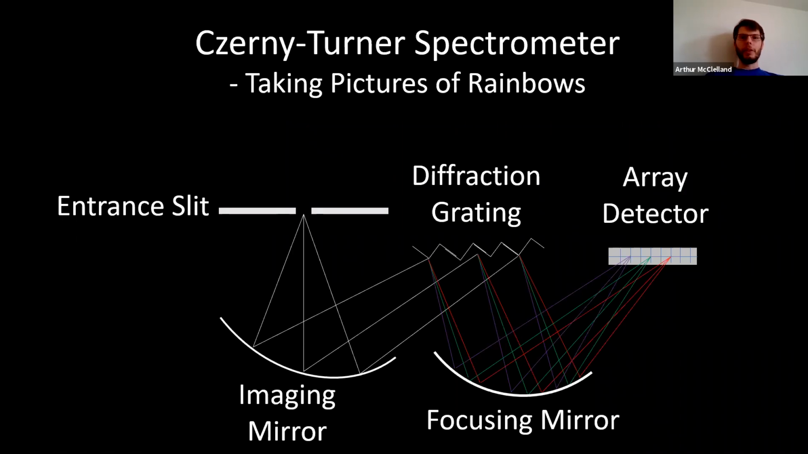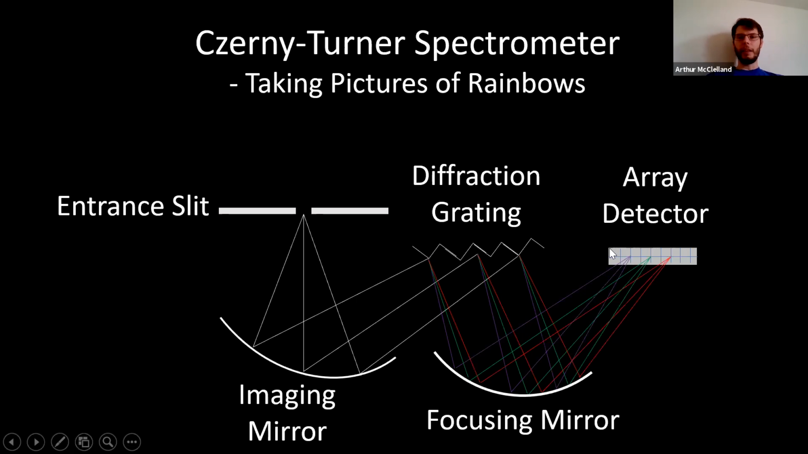The other thing we can do is, this particular geometry is called the Czerny-Turner spectrometer. I joke that my job is about taking pictures of rainbows. You'll see this looks very similar to the monochromator. We again have an entrance slit. We're sending it, focusing in whatever our signal is. It goes off the imaging mirror, off the diffraction grating, which just spreads it out. And then instead of an exit slit, we put an array detector.